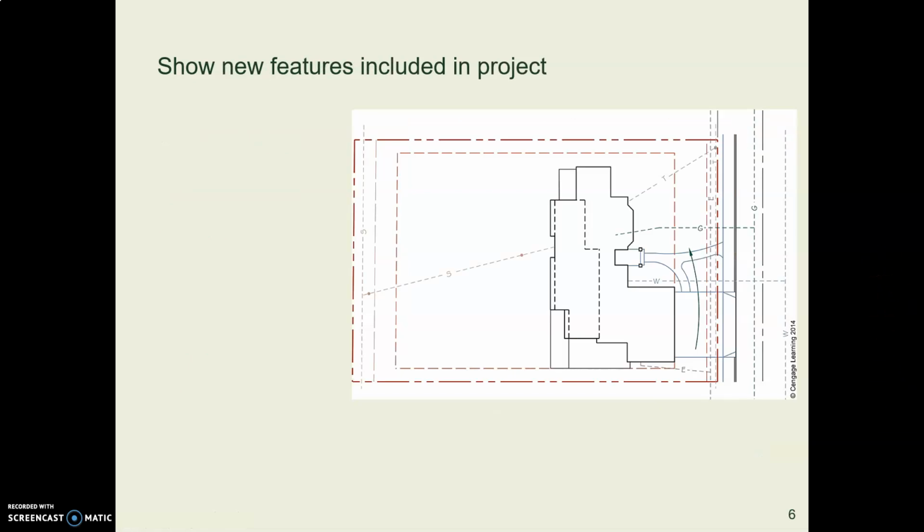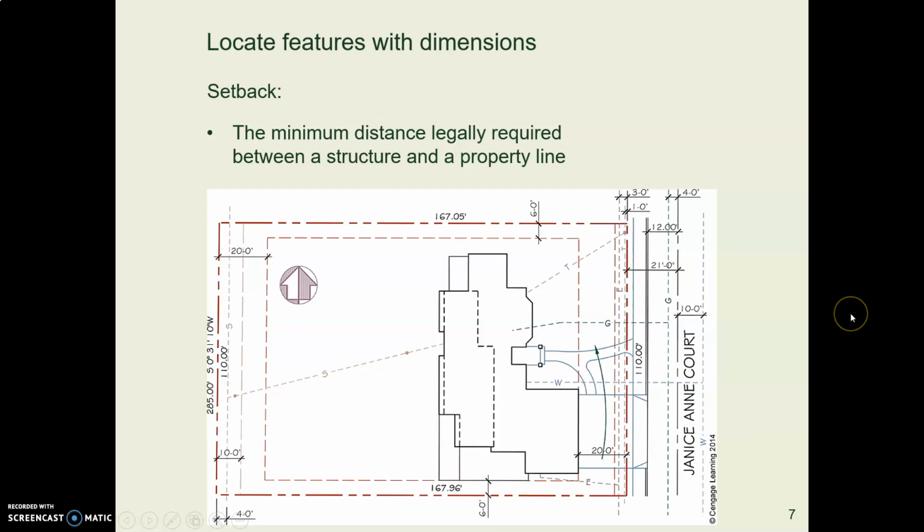You have to show where any new features are that you're proposing to build. And you have to locate them with dimensions. And one reason for that is that there are setback laws. You cannot just build your house right on your neighbor's fence. That's illegal. I think in Eugene the setback is a minimum of 5 feet. This house is just a bit more. So you have to show them what your setback will be in your drawing.